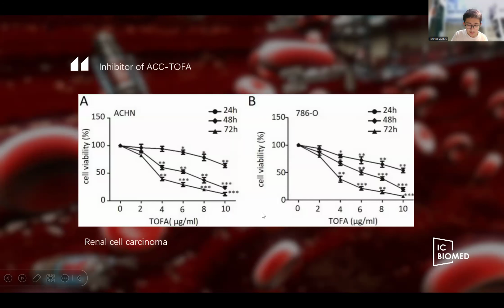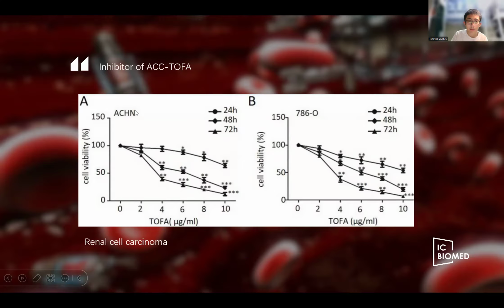Although TOFA is a key tool for studying the function of the ACC-FASN axis in cancer, inflammation, and metabolic disease, its clinical application is limited by off-target effects, low oral bioavailability, and high-dose liver toxicity.